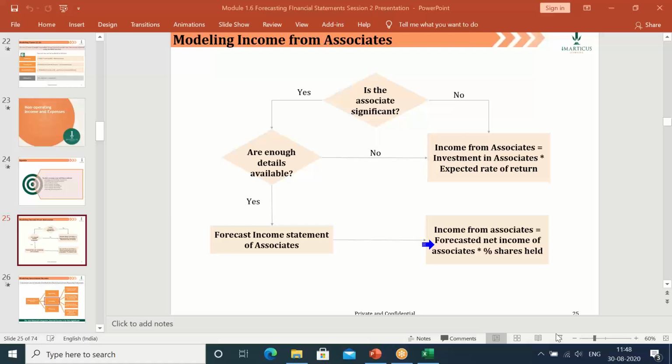Does anybody have any question on this? This is again an important piece in terms of how to decide whether to go for the P&L for my associate or not. Anything else?